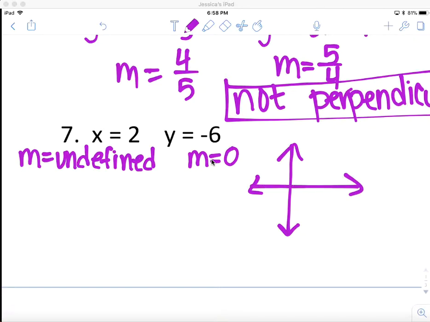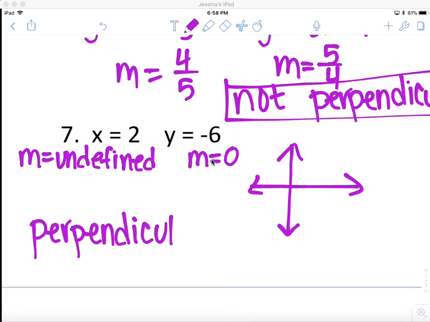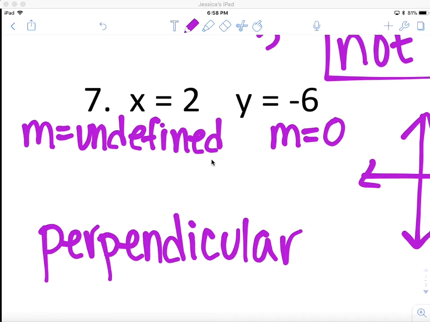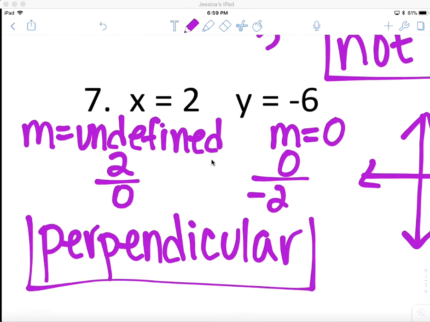If you have a horizontal line and a vertical line, they will cross at a 90-degree angle. So these are perpendicular. If you think about our opposite reciprocal rule, it also works for this. Because undefined means you have a number over 0. 0 means you have a 0 over a number. So these could be opposite and they could be reciprocal. These are perpendicular.